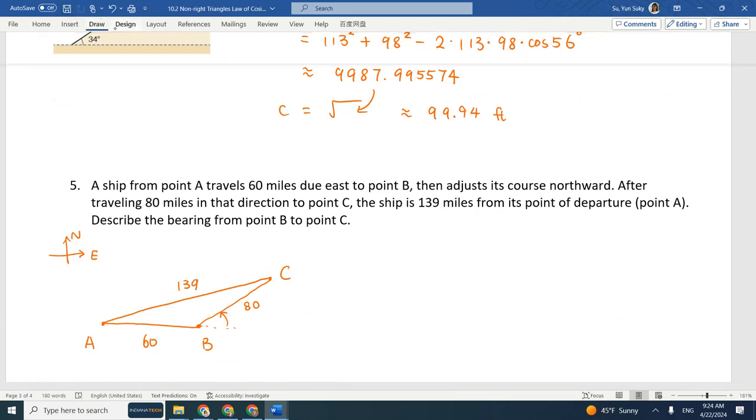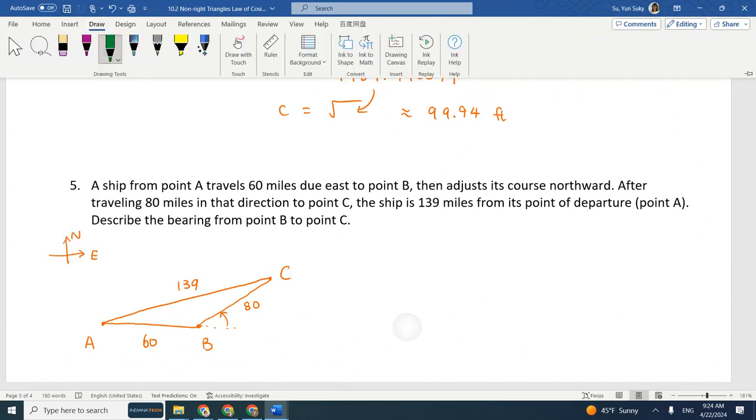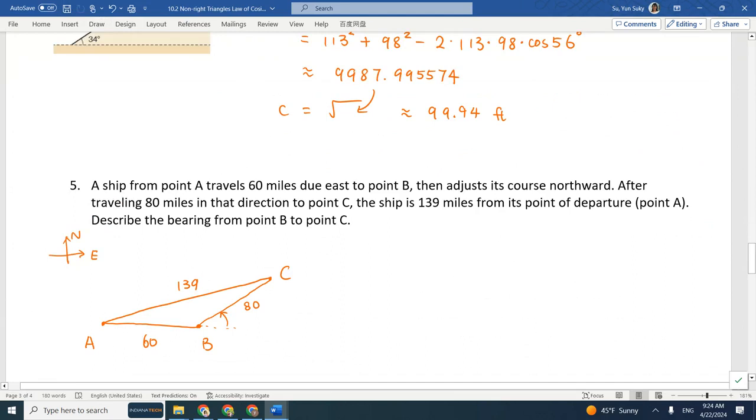The bearing is usually started from north or south, and then it says, okay, is north how many degrees east? So that's usually the bearing. It starts from south or north, and how many degrees east or west? Is that okay, everybody? So we're looking for this guy. But it's okay. We can find the B first, and then subtract the 90 degrees to find that angle.